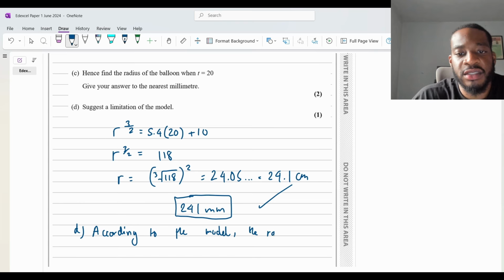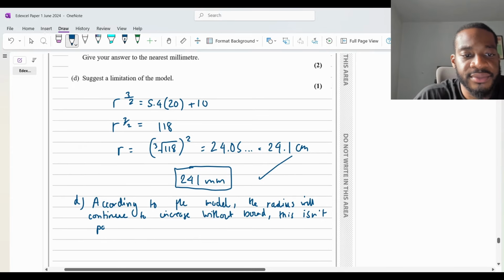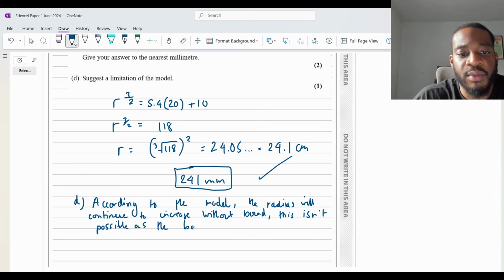the radius will continue to increase without bound. This isn't possible as the balloon will pop eventually.